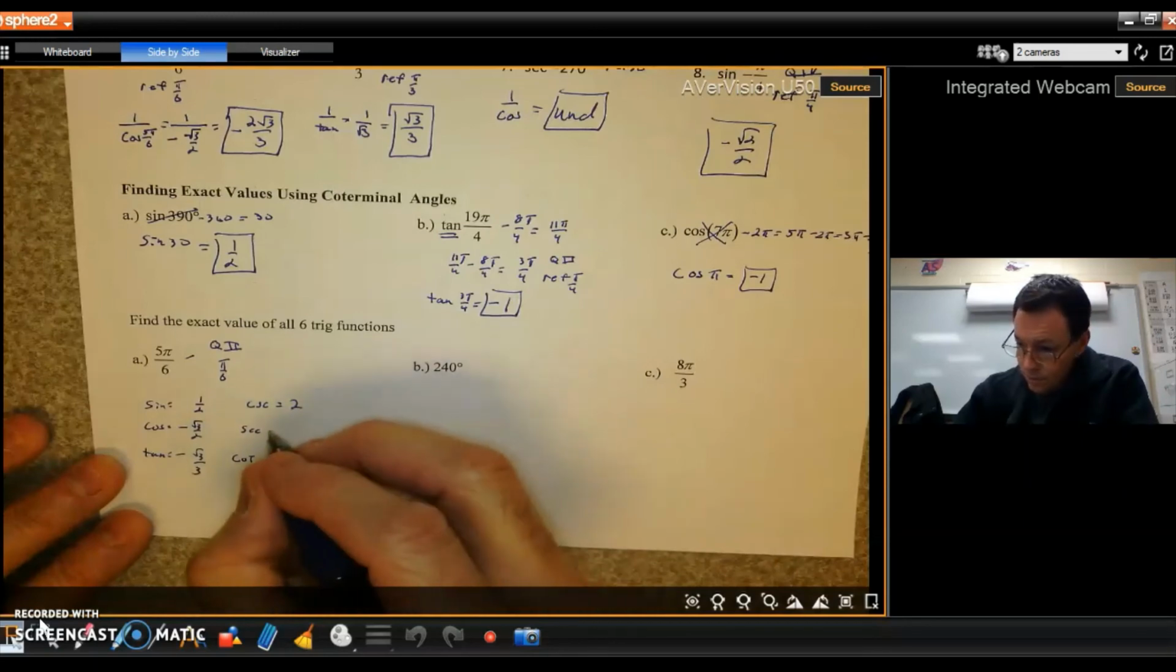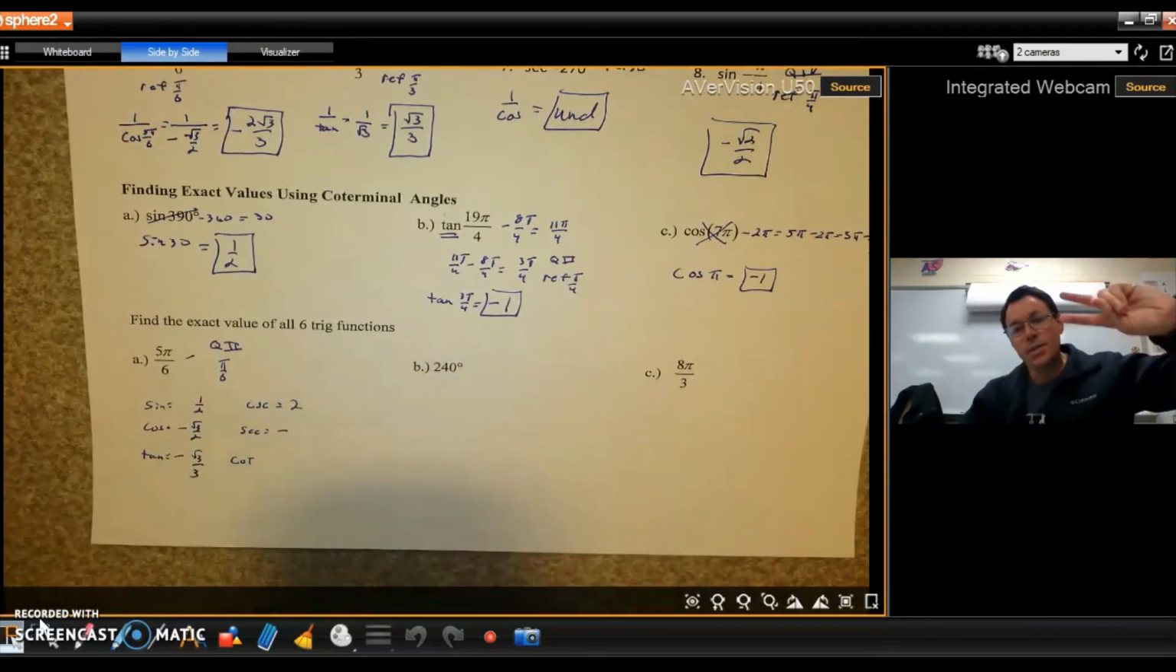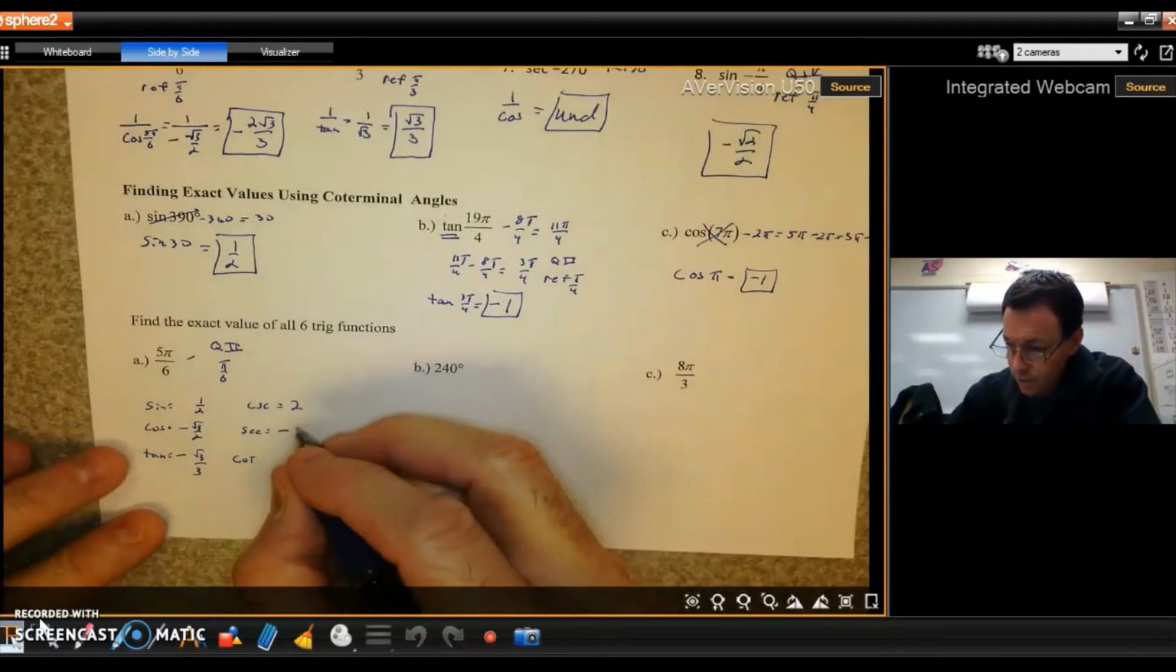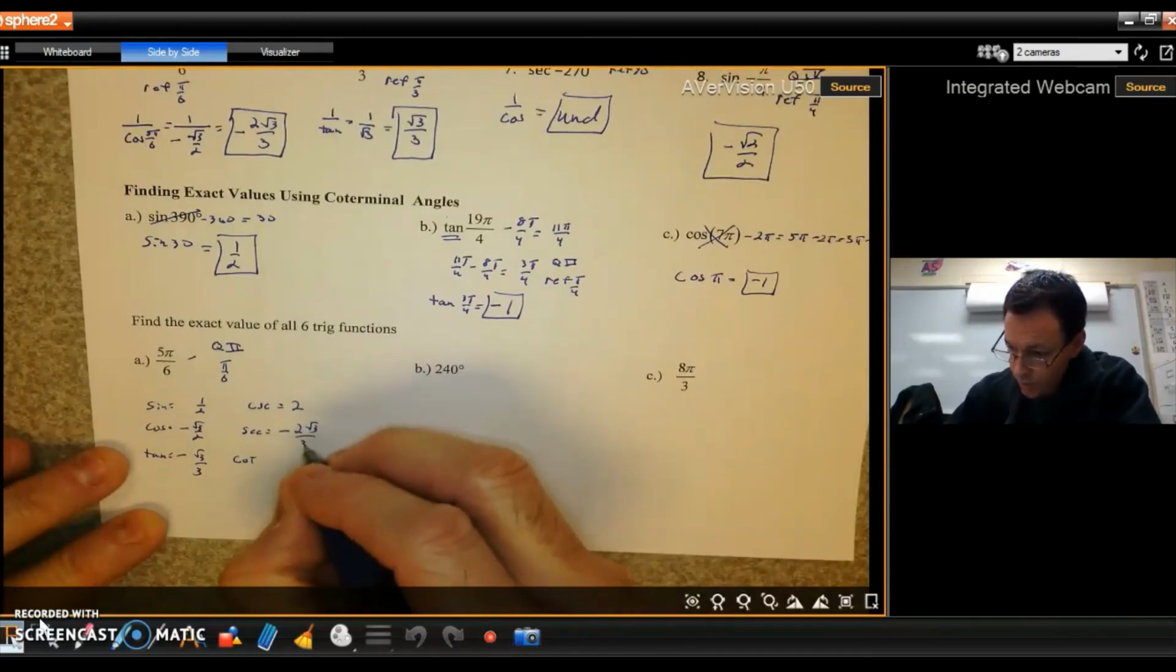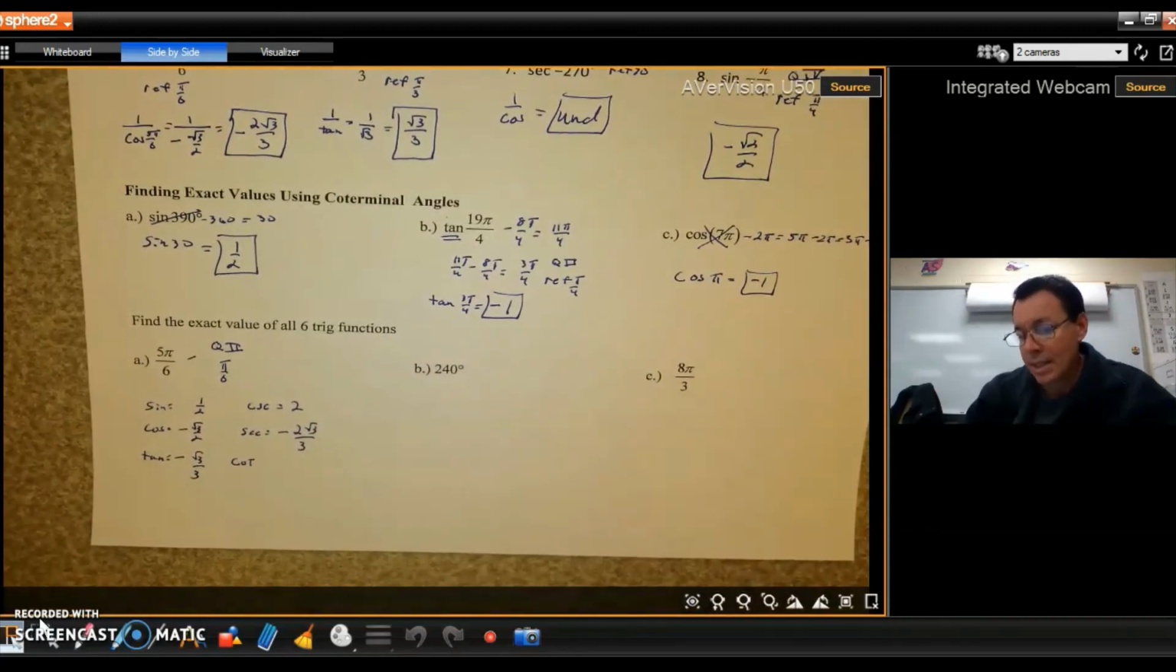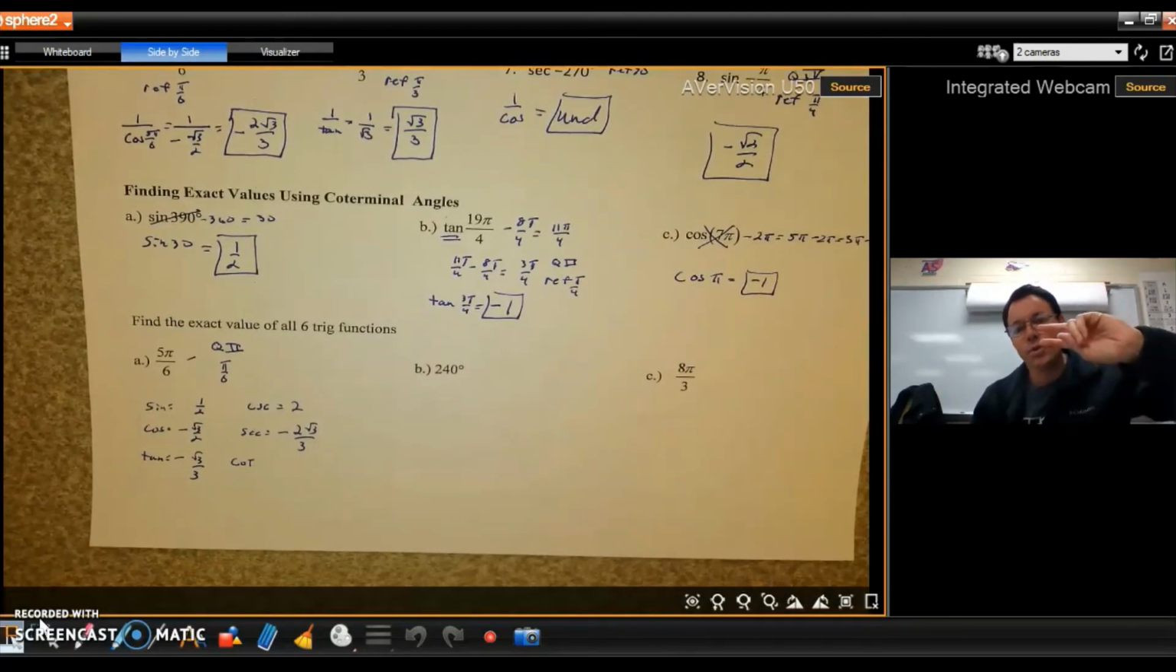Negative. So this is going to be negative as well. And then it's going to be 2 over radical 3, which is 2 radical 3 over 3. And then the last one. Now this one's a little tricky. It's radical 3 over 3, and then we're supposed to flip it. So we're going to get 3 over radical 3.